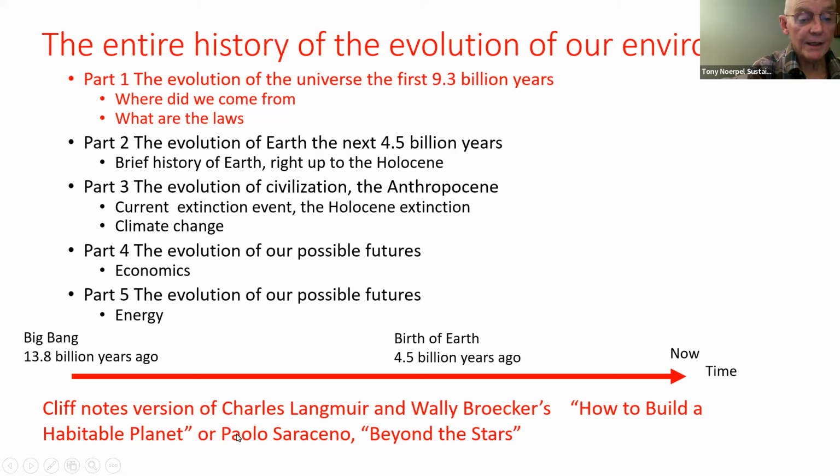There are two really excellent books, Charles Langmuir and Wally Broecker's How to Build a Habitable Planet, and also Paolo Saraceno's Beyond the Stars. And they're like the model for how I think we should consider our environment. They both start with the Big Bang and move forward and get to the current situation today in terms of climate change and so forth. And they're very good reads.